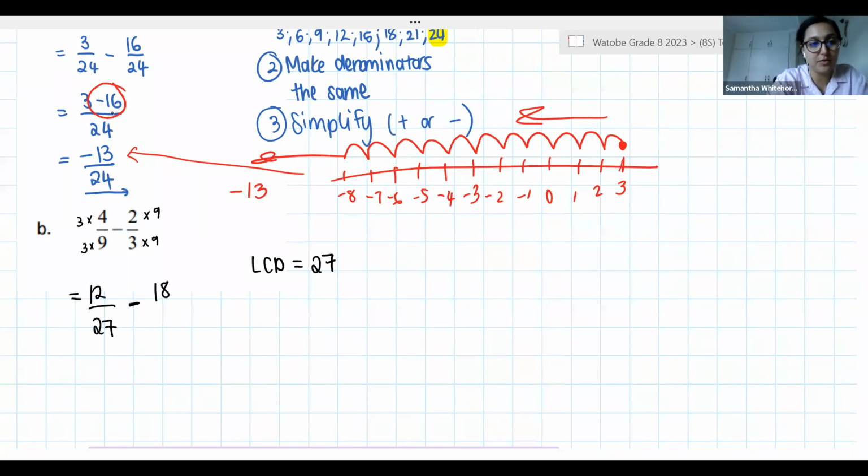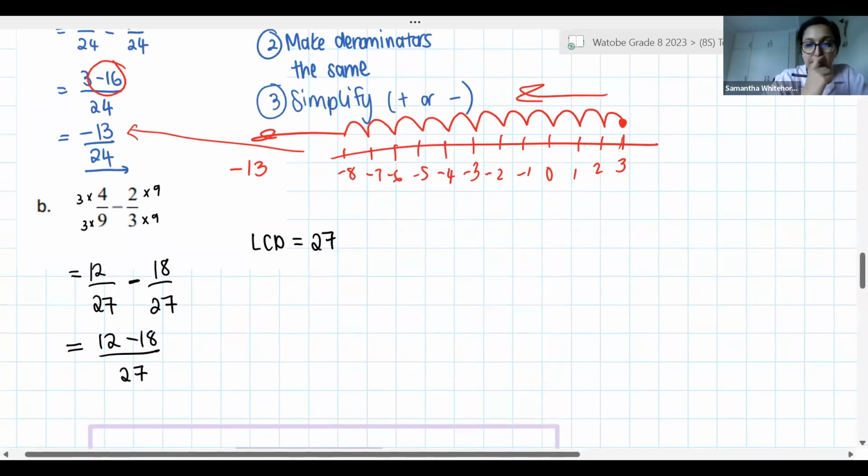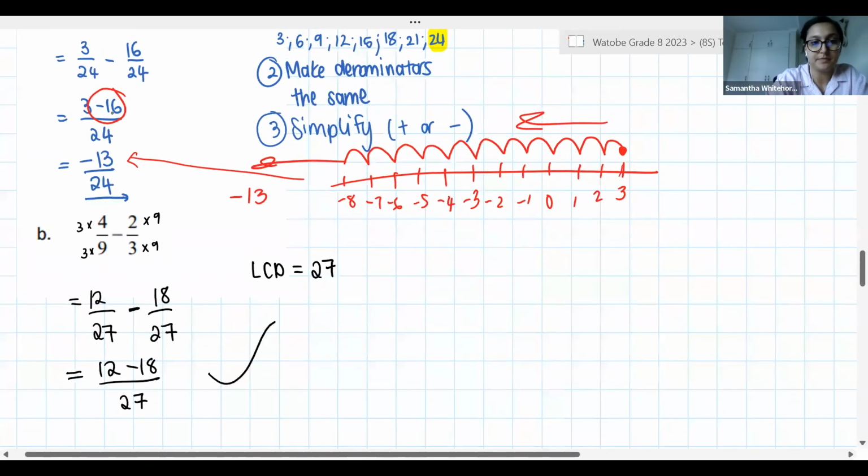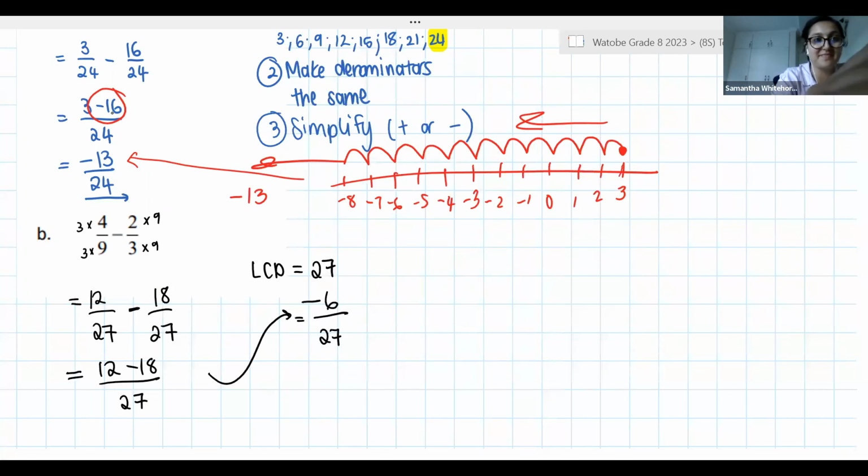Then I said equals 12 minus 18 over 27 as one fraction. It gave me the answer of minus 6 over 27. I then found the number that can divide into both the numerator and denominator, which is 3. And then I simplified it into minus 2 over 9. Excellent. Well done. Thank you, ma'am.